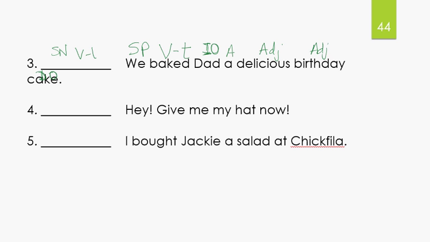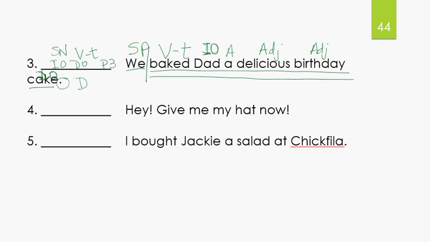Subject, noun, verb, transitive. Indirect object, I-O. Direct object, D-O. Pattern 3. Let's go to the end of the sentence. We have a period statement declarative sentence. Go to the verb. Where is it? There it is. And divide your complete subject, we, from your complete predicate, baked Dad a delicious birthday cake. All right, let's look at the next question.